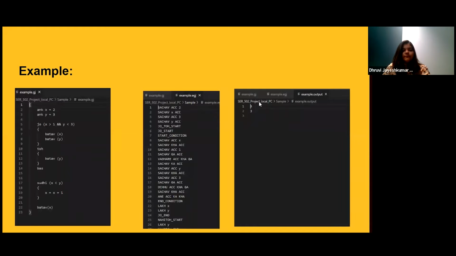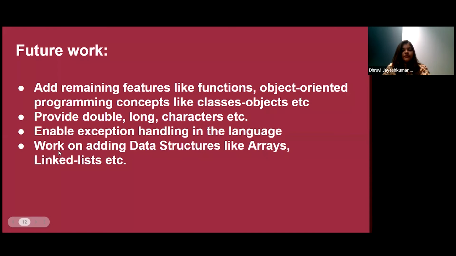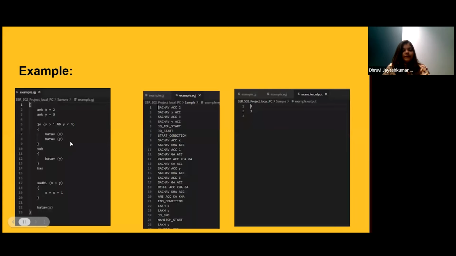And here are some examples. The first is the sample code. Then there is the .egj, which is basically the intermediate code, and there is the execution file .output. In here, Ank x equals 2 means integer x equals 2, Ank y equals 3 represents integer y equals 3. Jo means the starting of the if statement, and then there are two conditions. If they are satisfied, then there is a Batav statement, that's print. And after that, if there is an else, there are print statements and another while statement.